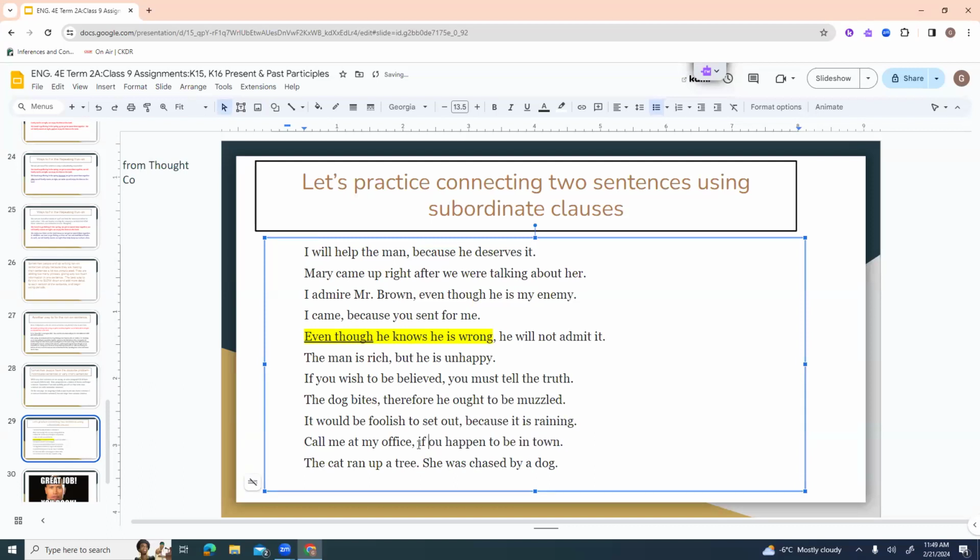I think we've got time for the last one. The cat ran up a tree. She was chased by a dog. I could say when she was chased by a dog. I could use because there, but just to make it change, when she was chased by a dog. Okay. So I'm just trying to show you different ways that you can revise and edit your writing to make it stronger, okay? We looked at questions 15 and 16 today.